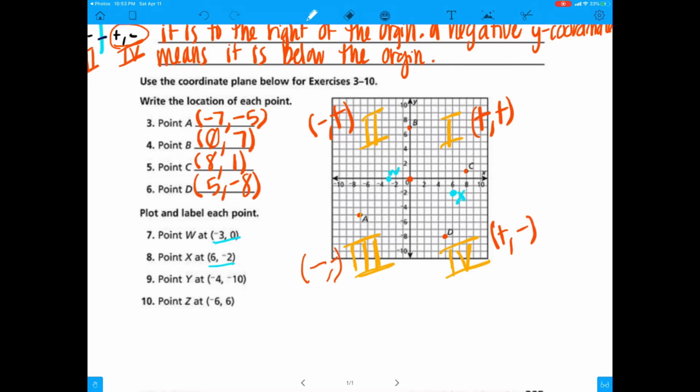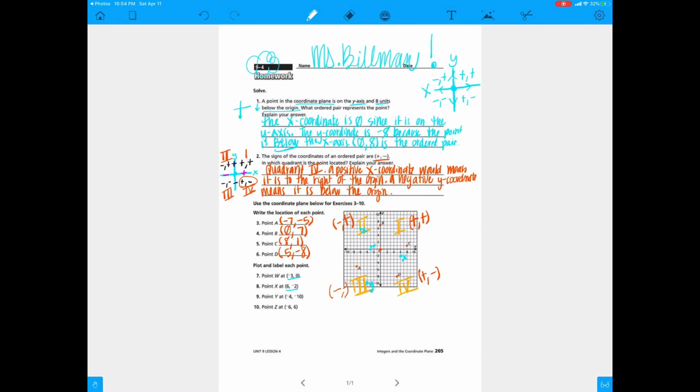Y, negative 4, negative 10. That's going to be in quadrant 3. They're both negative. So I go over 4 and down 10, and I plot that as Y. And Z, negative 6, 6. That's going to be all the way in quadrant 2. I go over 6 and up 6. And there's point Z.